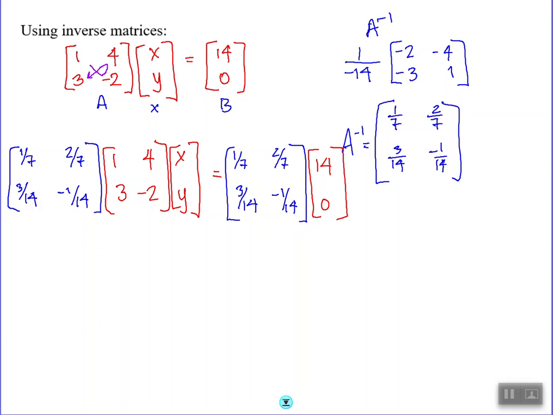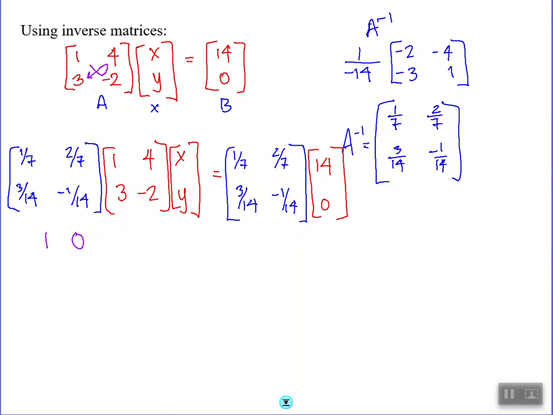Remember, you multiply the first row times the first column, and that's going to give you the value that is in the first row, first column. So we do 1/7 times 1, which is 1/7, plus 2/7 times 3, which is 6/7. 1/7 plus 6/7 is 1. Then we multiply the first row times the second column. 1/7 times 4 is 4/7, plus 2/7 times -2, which is -4/7, so that gives us 0.